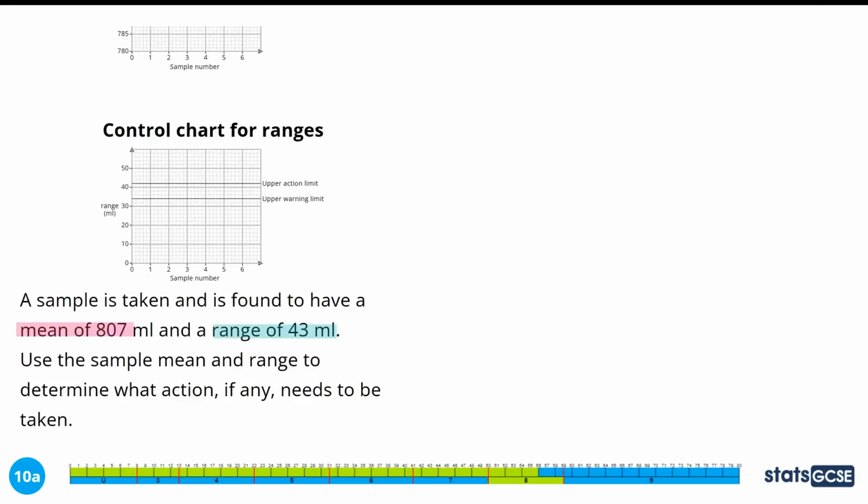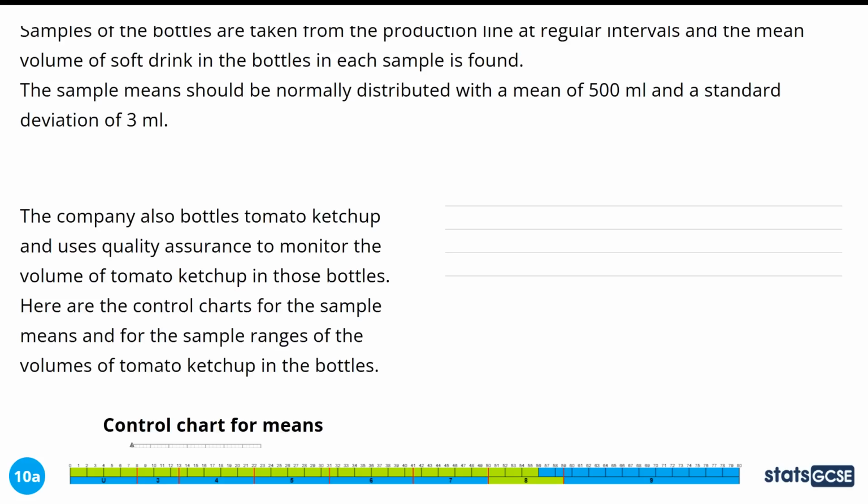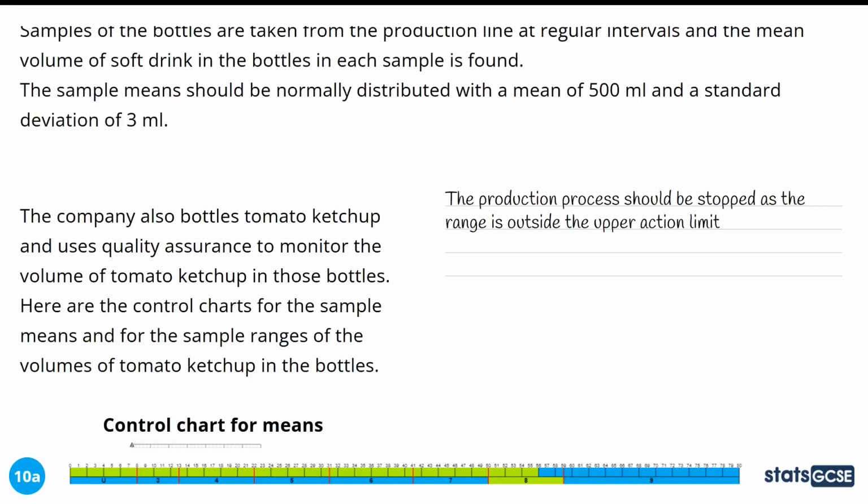Looking at the control chart for ranges, 43 will be above the upper warning limit and the upper action limit. We're asked what action should be taken. The production process should be stopped as the range is outside the upper action limit, although the mean is outside the upper warning limit but not the action limit.